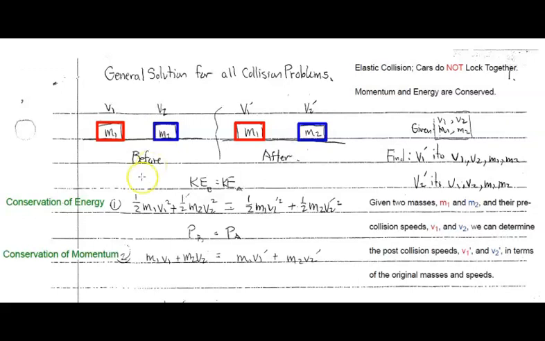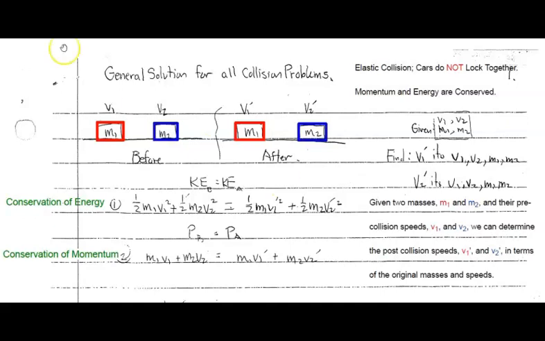We're going to use the conservation of energy relation and the conservation of momentum relation to develop two equations for the velocities after the collision of masses 1 and 2. So we will be looking for v1 prime and v2 prime. We're going to start with a general solution, then we're going to go into specific numerical examples.